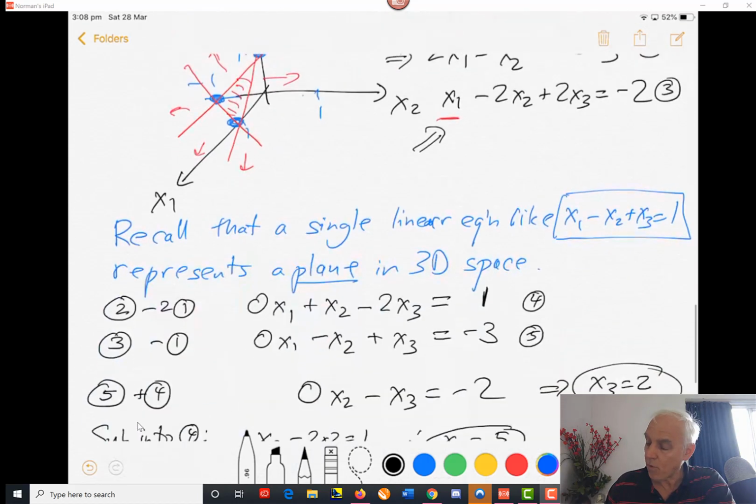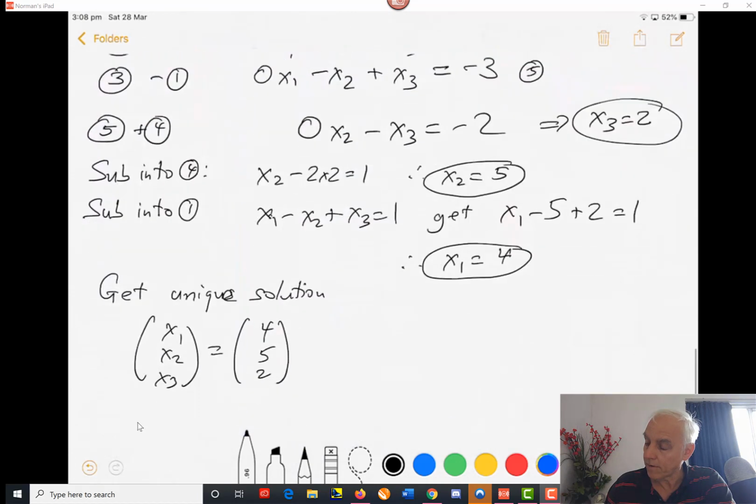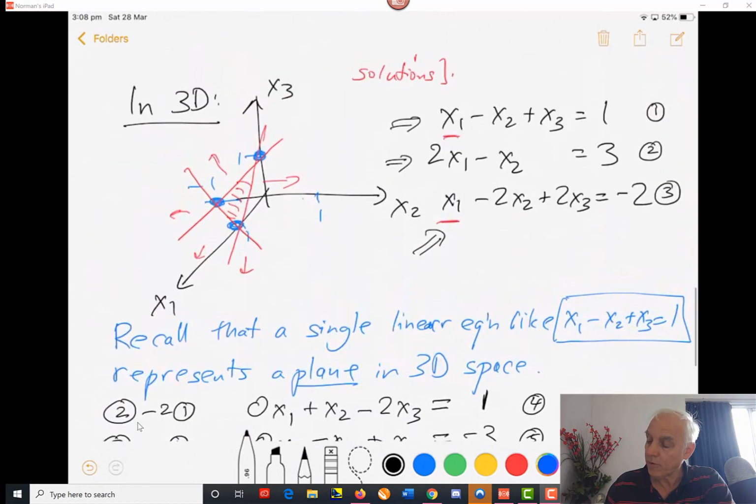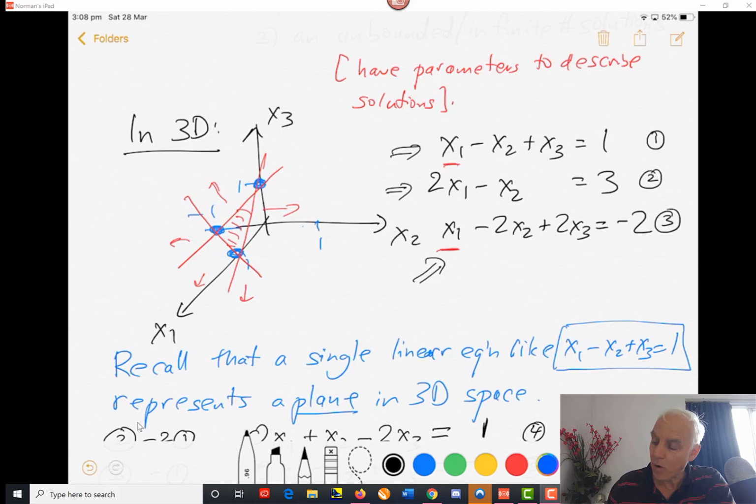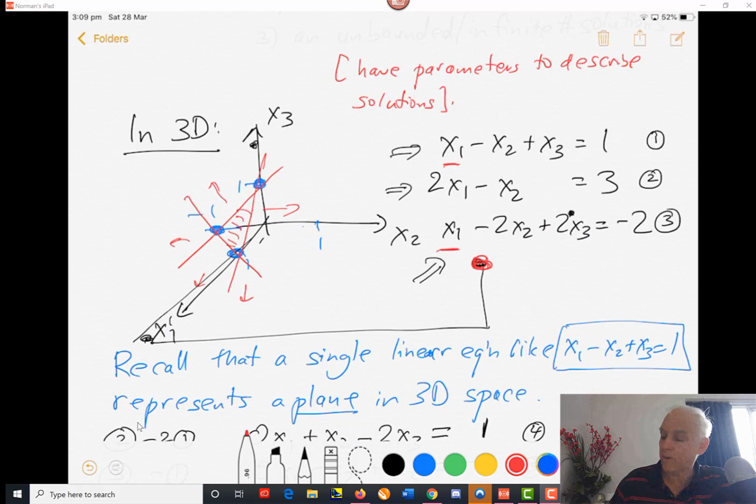Okay, where is this point? 4, 5, 2. It'll be a point on this diagram. It'll be over 4 in this x1 direction, so maybe around here, and then about 5 in this direction, so maybe over here, and 2 in the x3 direction, so up here. So we go here, and then over about here, and then up here like this. So this is sort of the point that we're going to get. So these 3 planes, whatever they look like, they're going to intersect in one point.